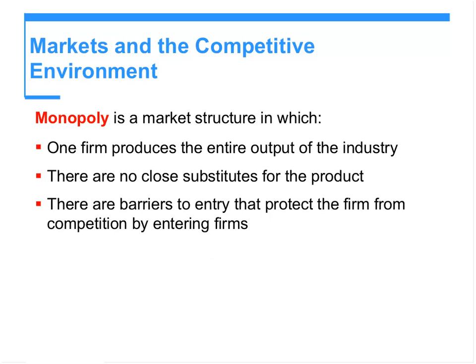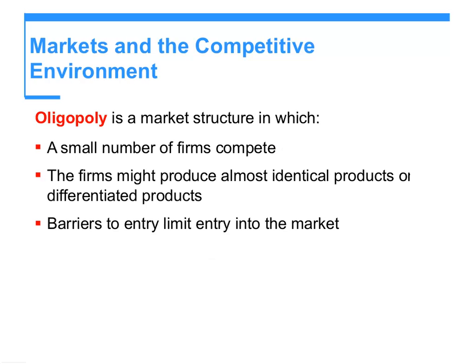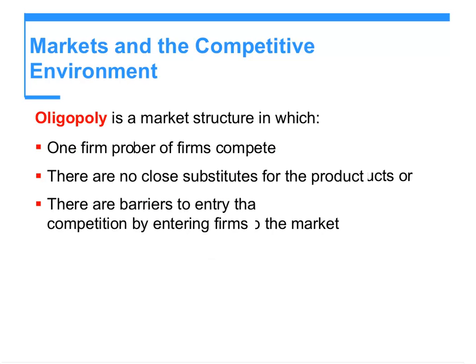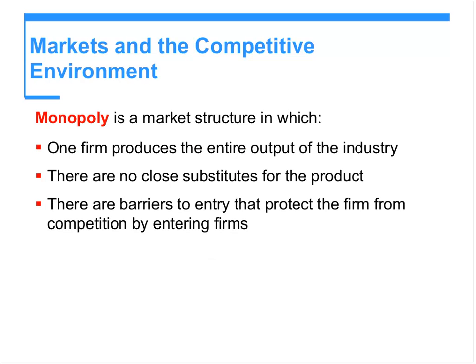So monopoly, as I explained: we have perfect competition, monopolistic competition, oligopoly, and monopoly. Monopoly is the main one, which we could say is exactly the opposite side of complete competition. Monopolistic competition is not exactly the opposite side of complete competition. This is the one that is the exact opposite side. One firm produces, not a lot of firms. One firm produces the entire output of the industry. There are no close substitutes for the product, and there are barriers to entry that protect the firm from competition by entering firms.